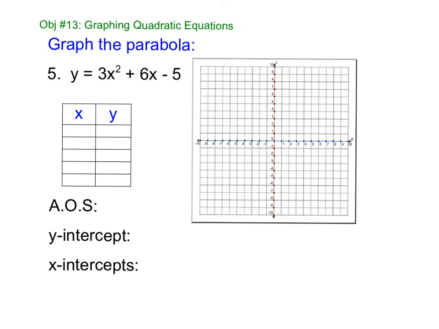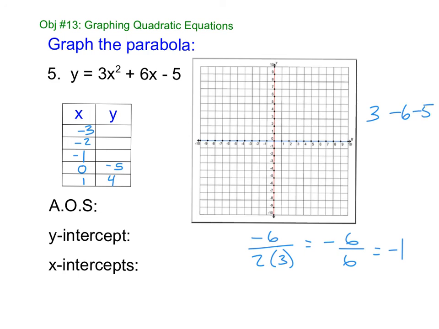All right, last one. Same idea. Pause the video, try it on your own. -b/2a. -6 over 2 times 3. -6 over 6 is -1. -1, 0, 1, -2, -3. All right, I'm going to plug the easy one in first. 0 gives -5. Let's see, plug in 1 and we get 4. Plug in -1, we get, let's see, 3 minus 6 minus 5. It's a -8. For -2, we should get -5 and for -3, 4.